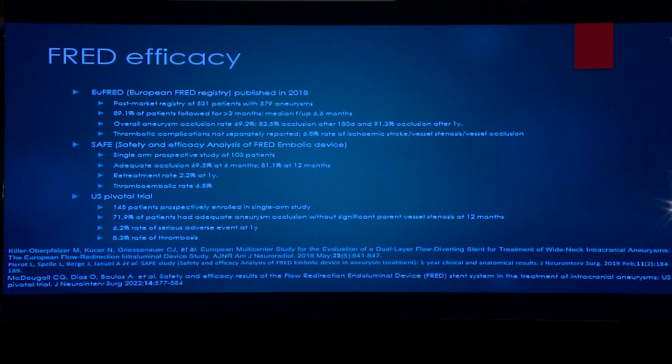Less pleasingly, device-related thrombosis was also similar to that previously reported for other devices. Now, this wasn't actually directly published, but could be inferred from the published combined rate of ischemic stroke, vessel stenosis, and vessel occlusion. Similar results were subsequently reported by the French SAFE study and also the pivotal US study most recently published.